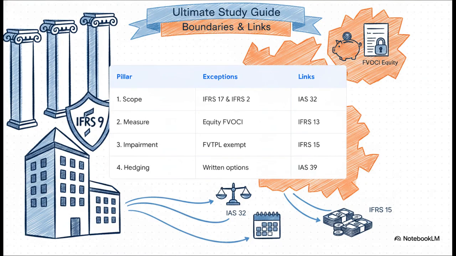Think of this recap as your ultimate study guide. It beautifully consolidates the boundaries of our major pillars all in one place. We see our strict exclusions, like keeping insurance and share-based payments out of scope entirely, and vital exceptions, like that irrevocable fair value equity election we discussed. We also see exactly how this framework connects to the rest of the accounting universe, linking out to IAS 32 for presentation, IFRS 13 for fair value math, and IFRS 15 for trade receivables.